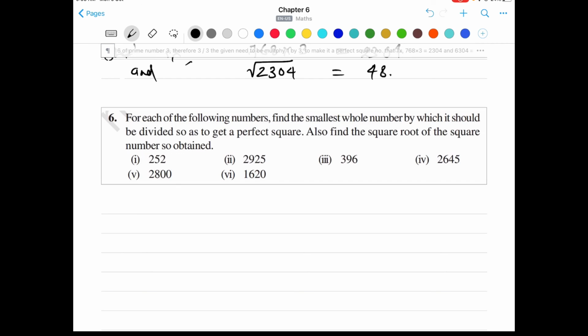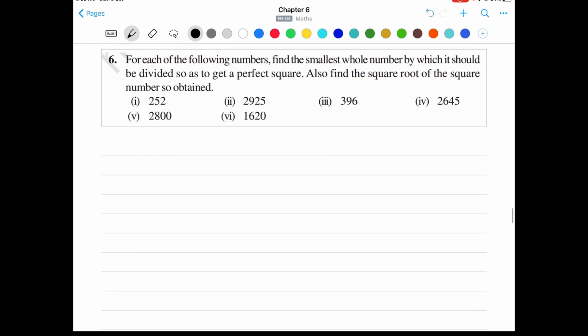So the next question is question number 6. For each of the following numbers, find the smallest whole number by which it should be divided so as to get a perfect square. Also find the square root of the square number so obtained. Again, we are given certain numbers, we have to find their prime factors. If we are getting the pair of all the prime numbers, that means it will be a perfect square number. If you are not getting the pair of any of the prime numbers, that means it will not be a perfect square number, and we need to divide the given number by that number of which we are not getting the pair. Okay, so again I will do any two parts. Let's do second and fourth now. So let's write the answer to number 6.